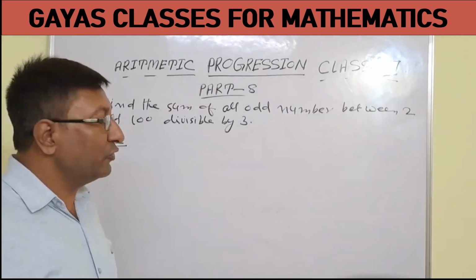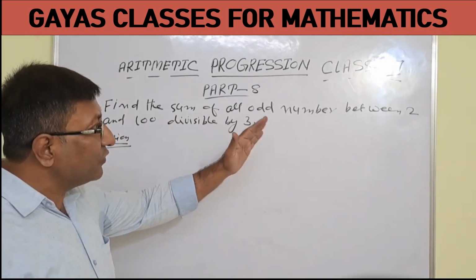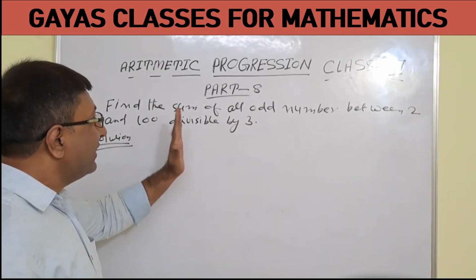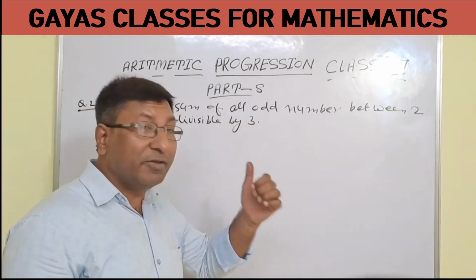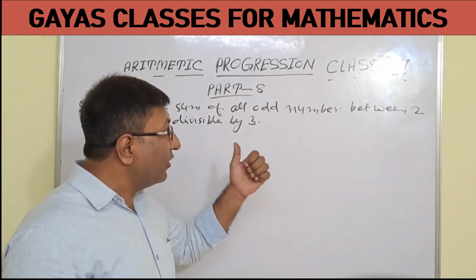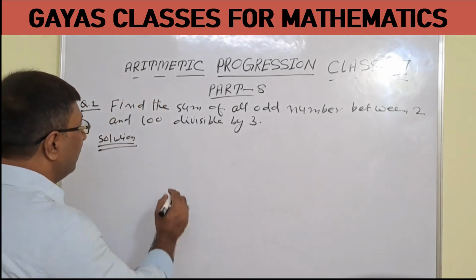Now see the next question, question number 2. Find the sum of all odd numbers between 2 and 100 divisible by 3. So odd number means the number which is not divisible by 2. So we have to take all the odd numbers between 2 and 100. So first number will be what?